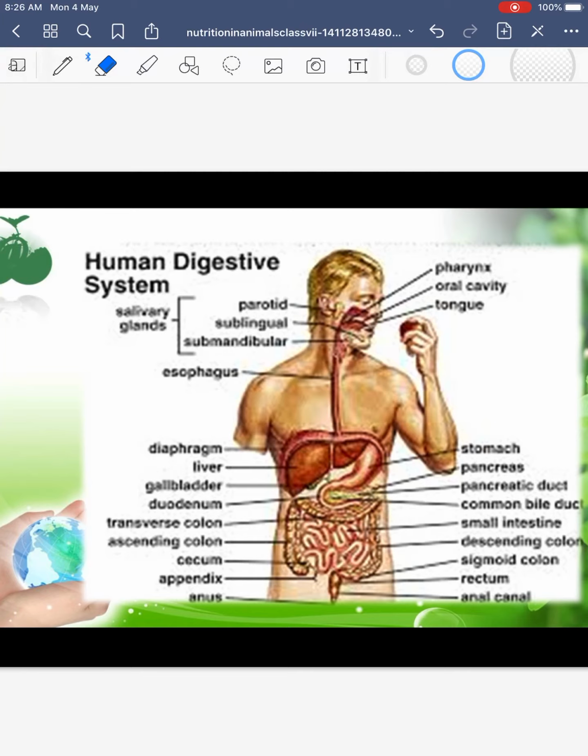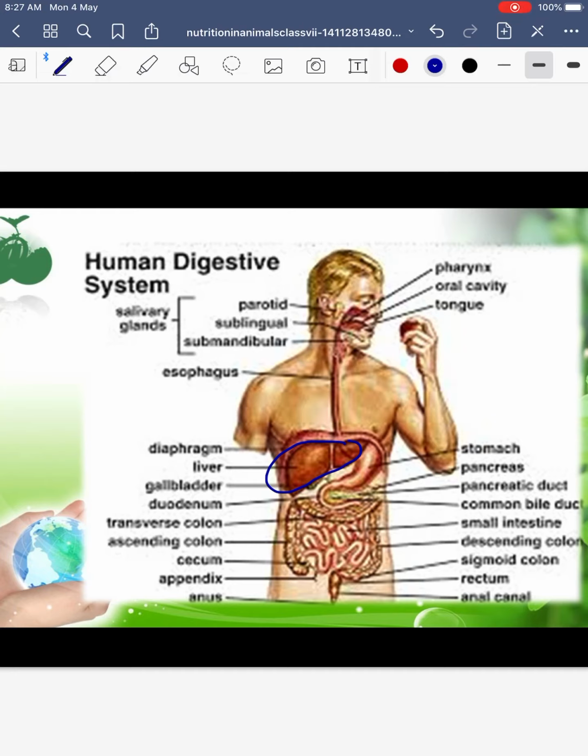First of all, we will be talking about liver. As you can see in the diagram, the position of liver. This is liver. Okay. Liver is the largest gland in the human body which secretes hormones and enzymes which play a very important role in our body, which help in the process of digestion.